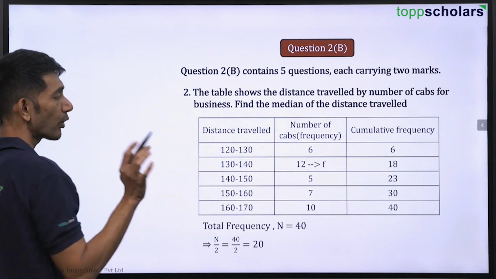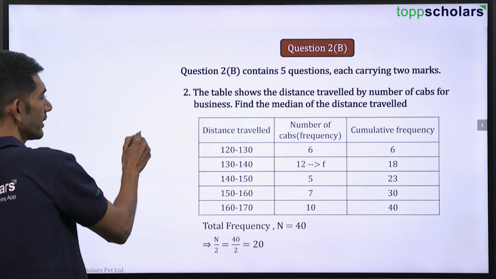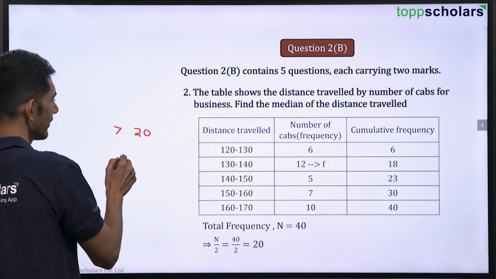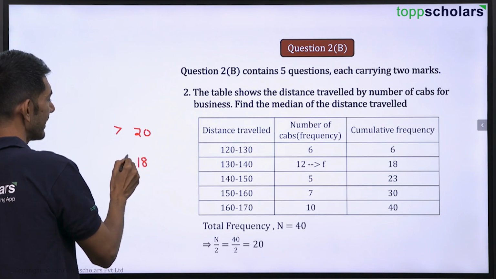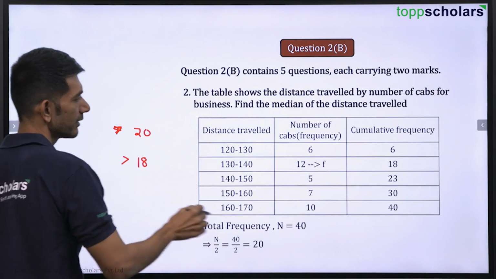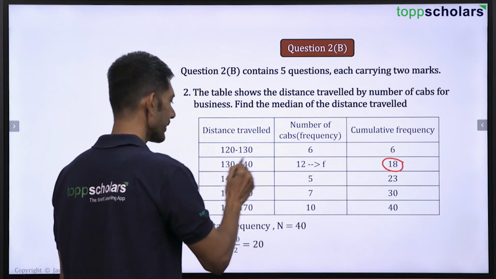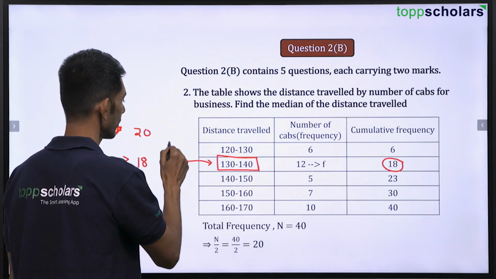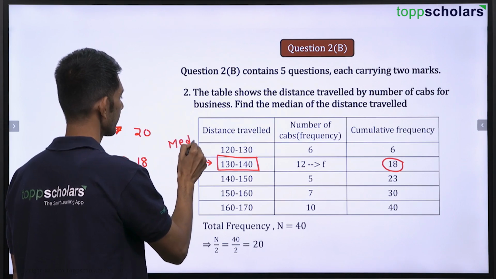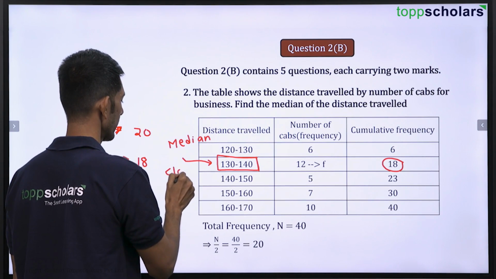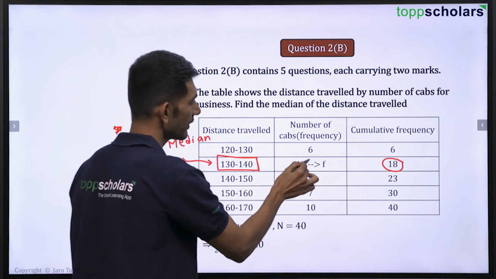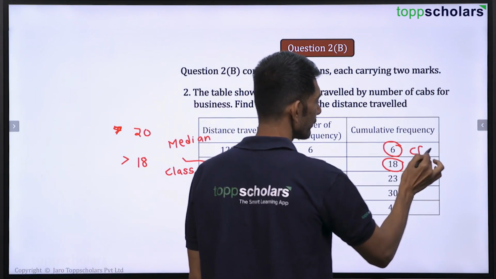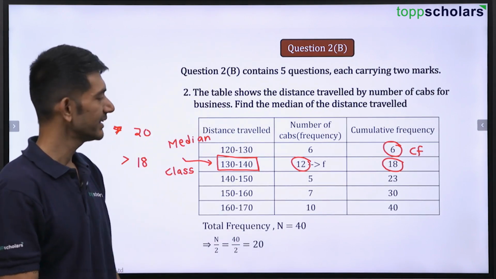Okay. So already what do you have? You have n by 2 which is 20. So can I say this 20 is slightly greater than 18, right? So the corresponding class over here, that is called as the median class, correct? The corresponding frequency is the frequency and the previous frequency is taken as the cumulative frequency. So you take the previous one as the CF.